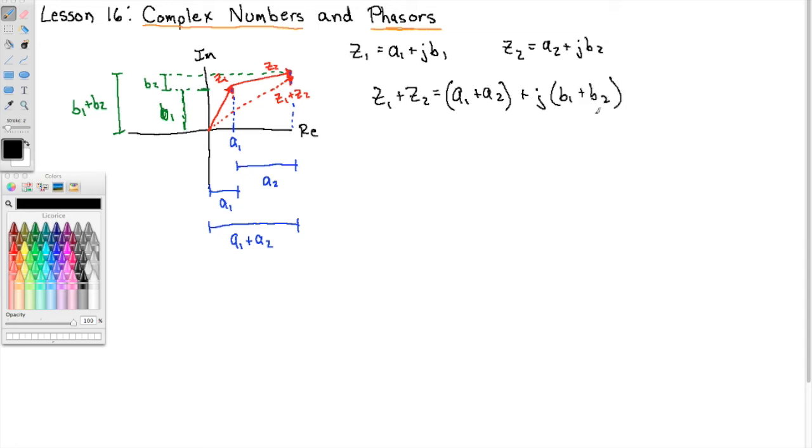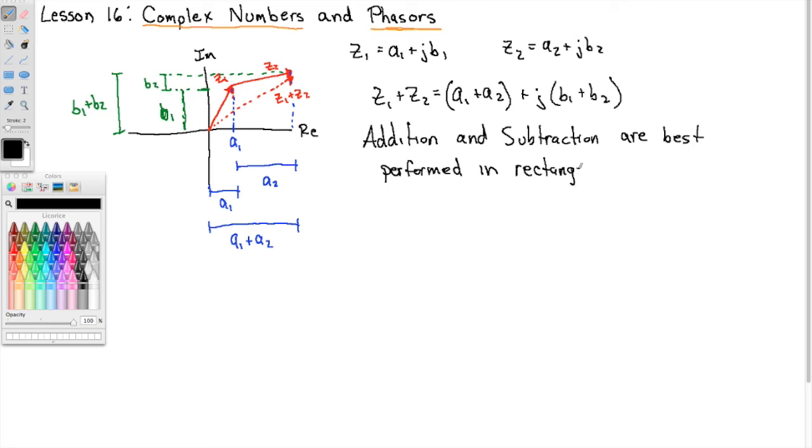So the takeaway here is that addition and subtraction, because subtraction is just, if we were subtracting z2 from z1, we would just turn z2 around and make it point the other way, addition and subtraction are best performed in rectangular form. This is because, again, their real parts add and their imaginary parts add.